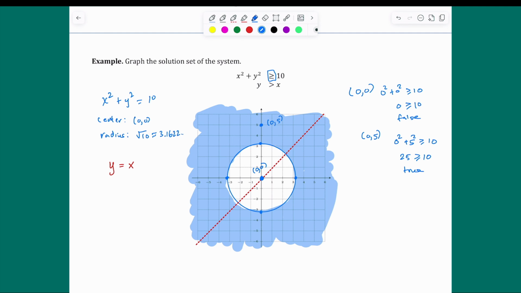Okay, there you go. And then y greater than x, we'll take 0, 5 as well, and then 0, negative 5. So 0, 5. Okay, so it's 5 greater than 0. That is true. So it looks like we're shading above the line there. And 0, negative 5: is negative 5 greater than 0? That's definitely false. So we're shading above the dotted red line.